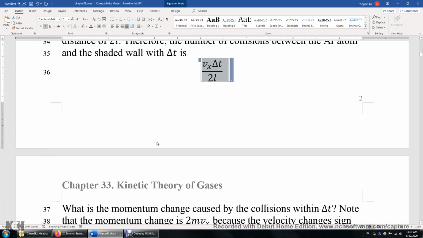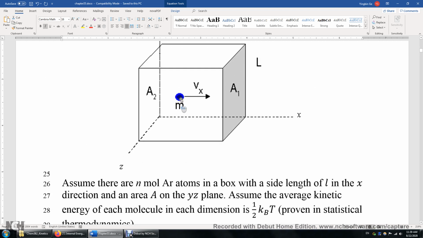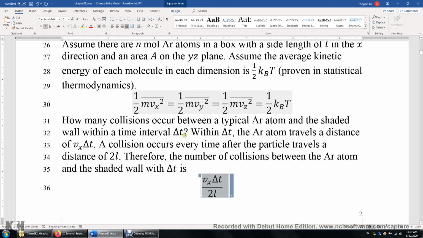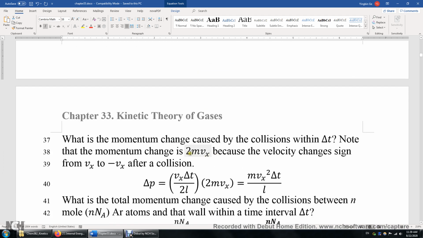Now let's look at the momentum change caused by the collisions within delta t. Each time a collision happens, the velocity of this gas particle changes from Vx to negative Vx in the x direction. So the change is negative 2m times Vx in momentum. However, for simplicity, let's just look at the magnitude. So the magnitude is 2m Vx as the change of the momentum of the atom in a collision.